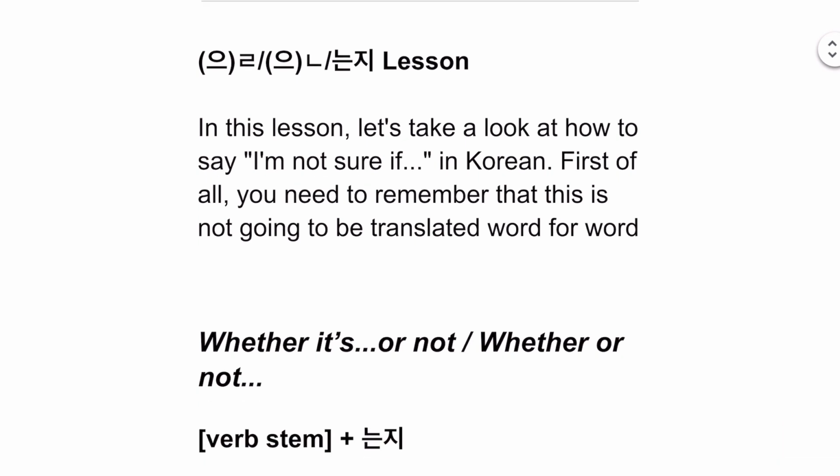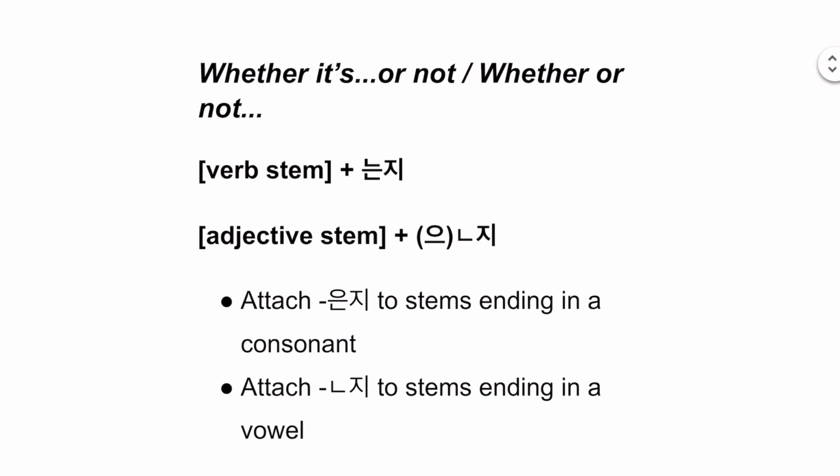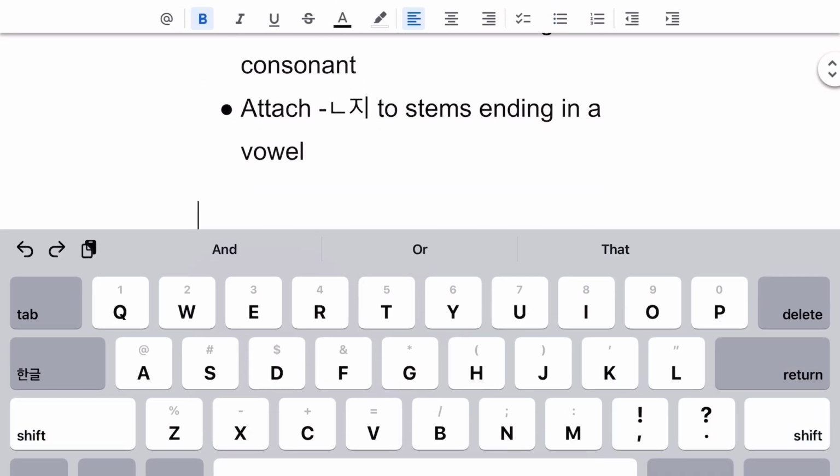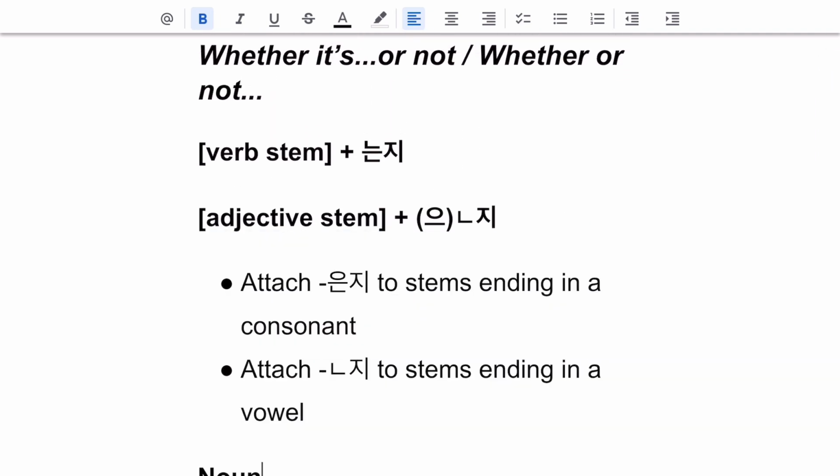So if we go down to the main lesson now, it could also be seen as "I'm not sure if." It can be all those kinds of translations, but it's really still just about you being uncertain about something. So whether it's blank or not, whether or not. And there's a few different, I just realized I forgot one of these, but there's a few different conjugations for this.